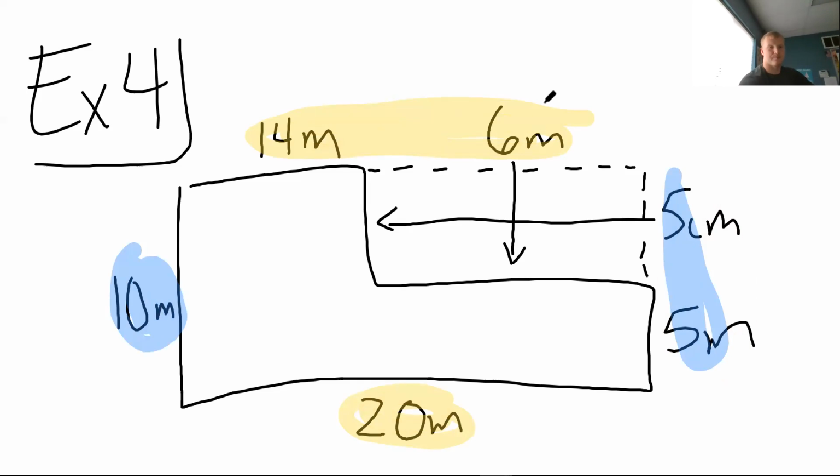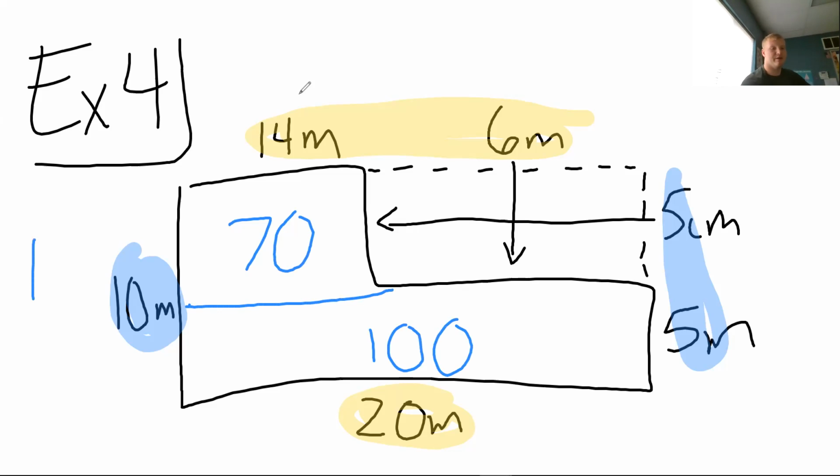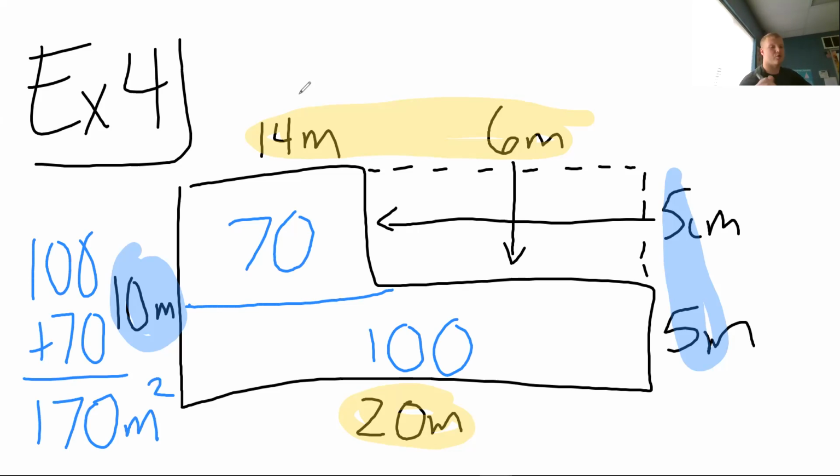I got 170. That sounds right. Yep. So 14 times 5, what did you guys get for that? 70, good. So that's for this square right here. And then for the bottom one, you did 20 times 5, which is going to be what? 100. Then you add those together, 100 plus 70, equals 170 meters squared. Yep, it'd be massive, but we're only squaring just the meters.